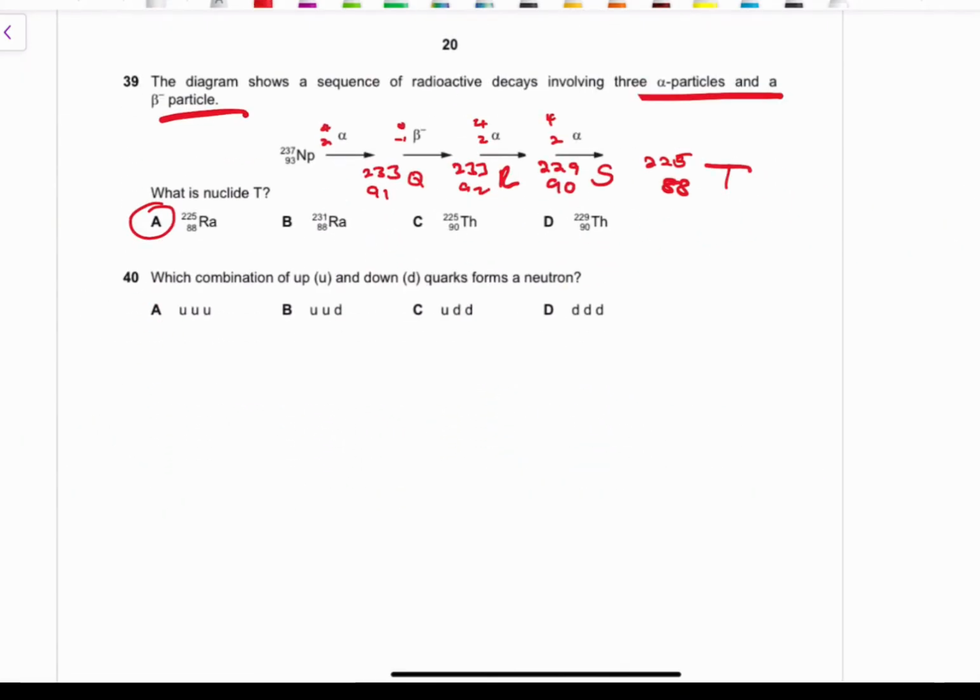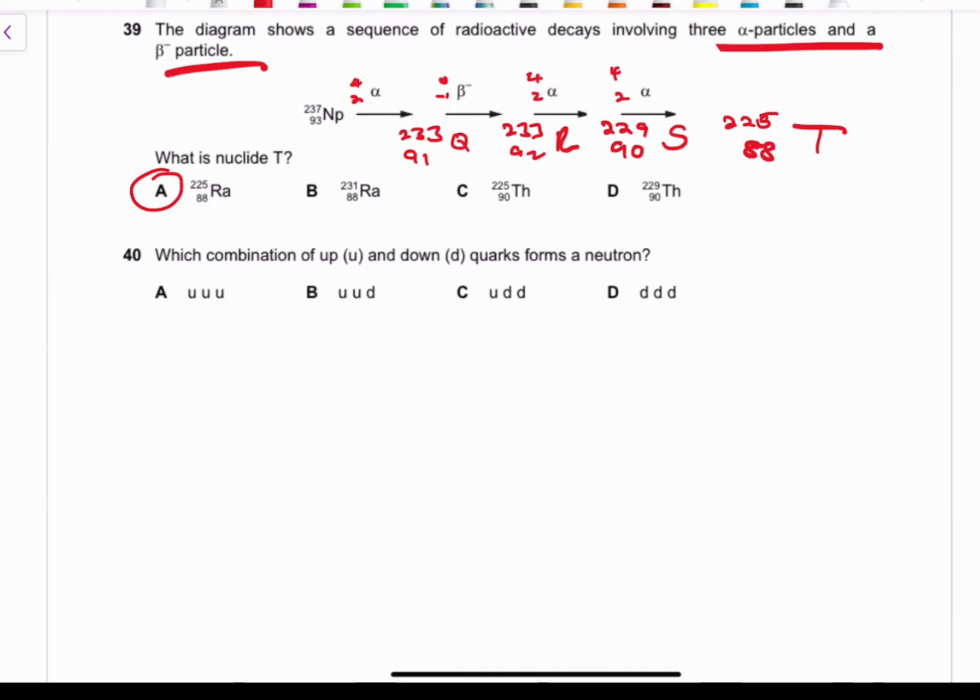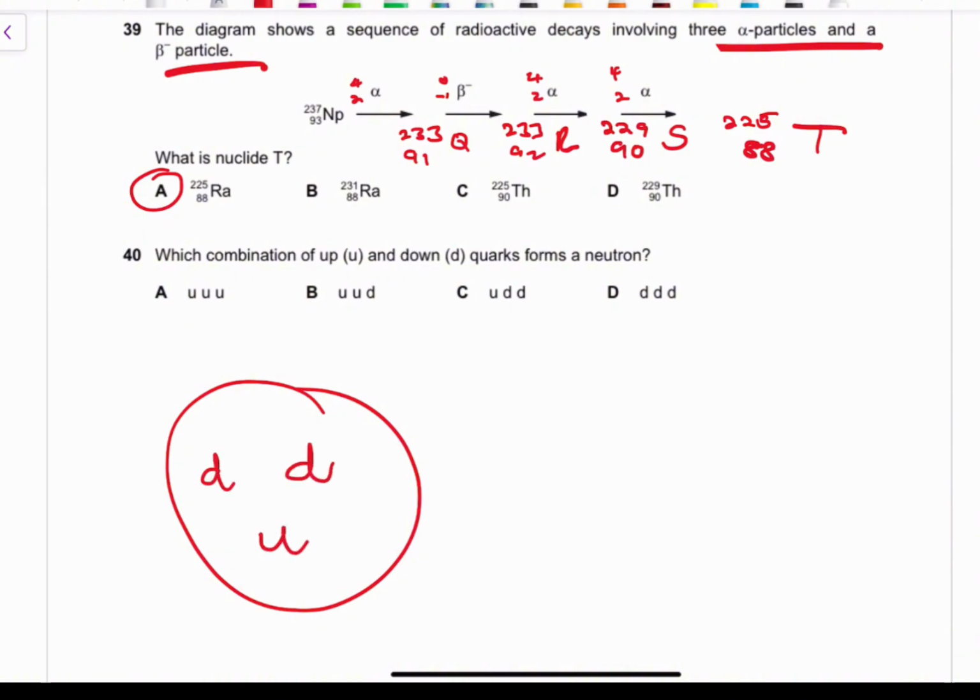Move on to question 40. Which combination of up and down quarks form a neutron? Basically, a neutron is made up of a down quark, and an up quark. So it has to be down quark and an up quark. So our answer is C.